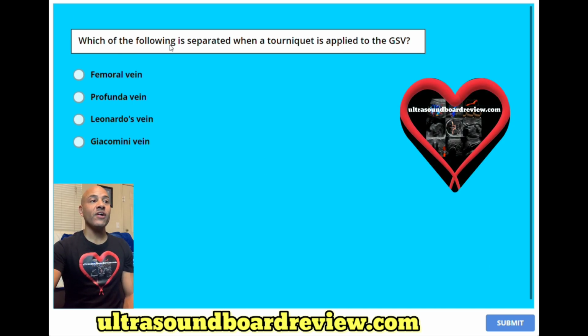Question 86. Which of the following is separated when a tourniquet is applied to the greater saphenous vein? A, femoral vein. B, profunda vein. C, Leonardo's vein. Or D, Giacomini vein. The answer is D, Giacomini vein.